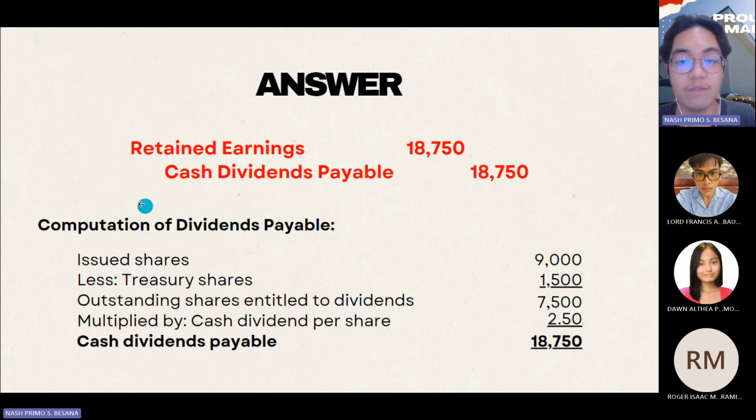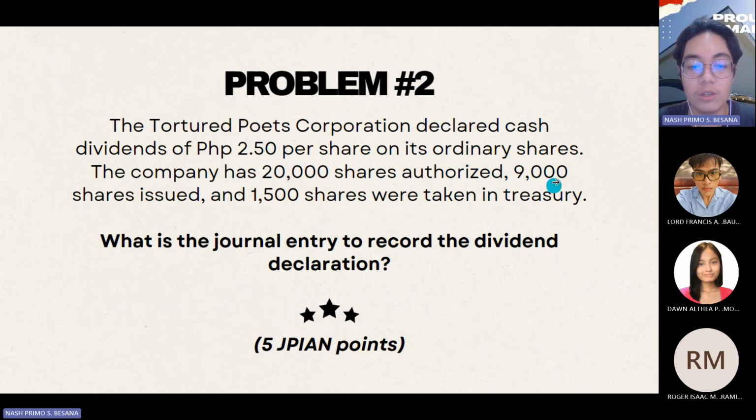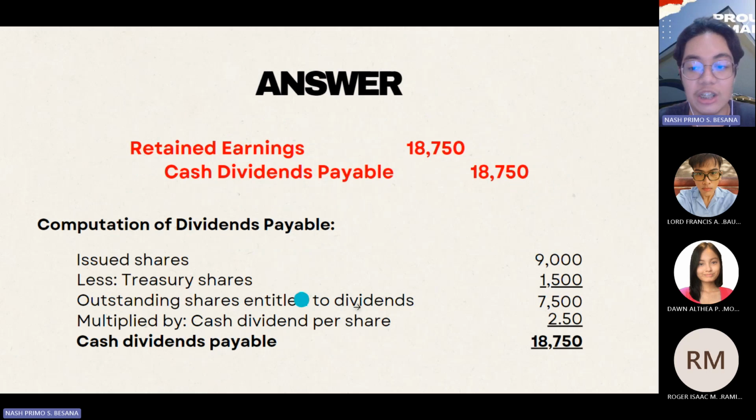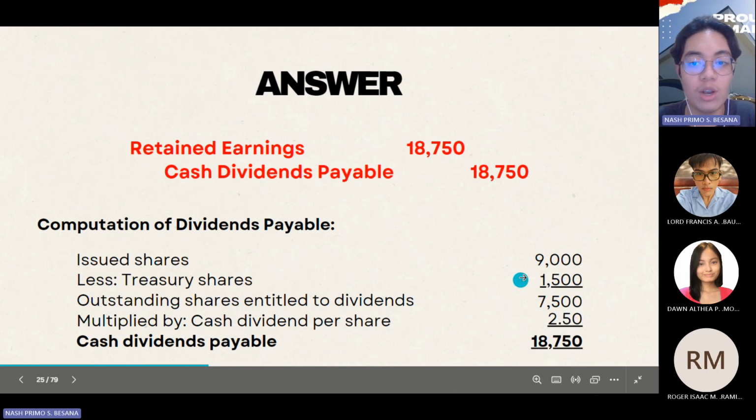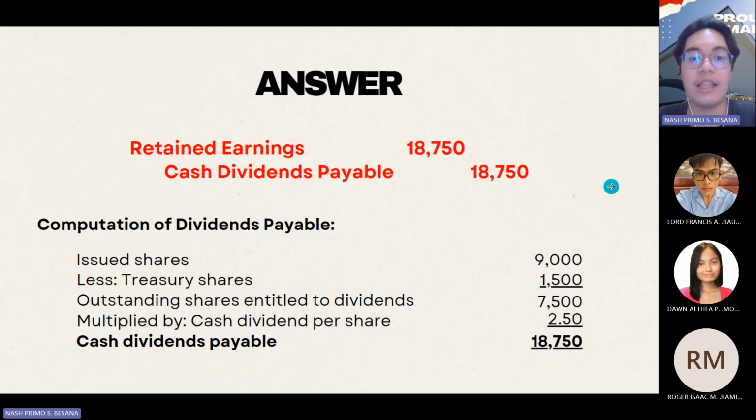So how did we arrive dun sa journal entry na yon? So first, we need to remove treasury shares kasi nga hindi daw siya entitled sa dividends. So yung issued kanina na 9,000 minus 1,500 na treasury would give us outstanding shares na 7,500. And then per share daw, binigyan ng 2.50 pesos. So 7,500 times 2.50, magkakaroon tayo ng payable na 18,750. So ayun yung answer natin.